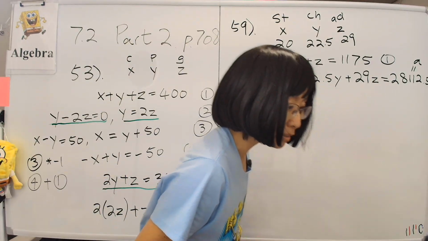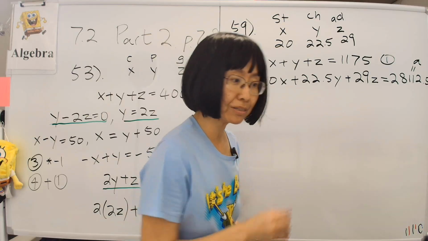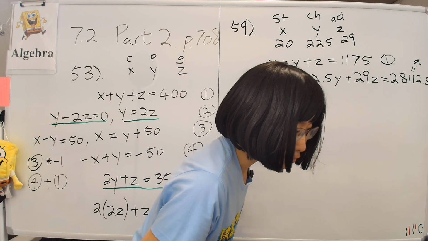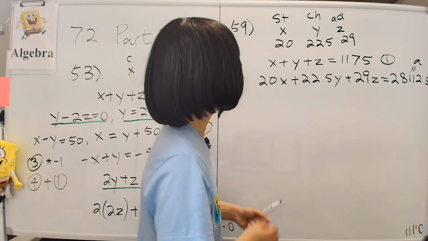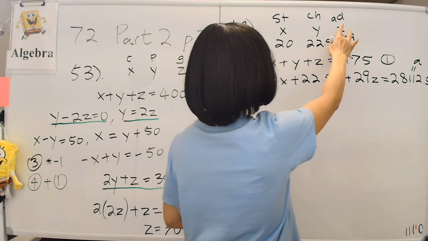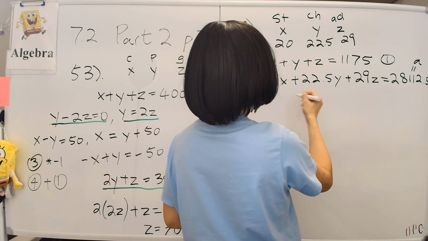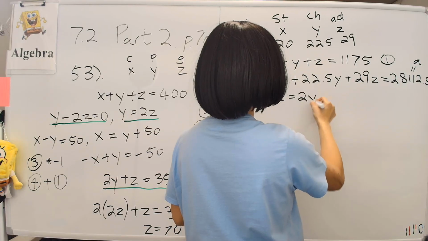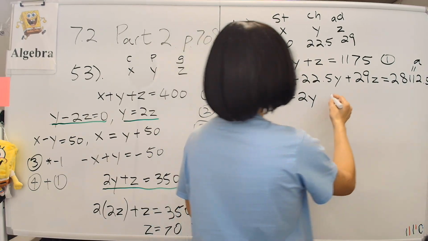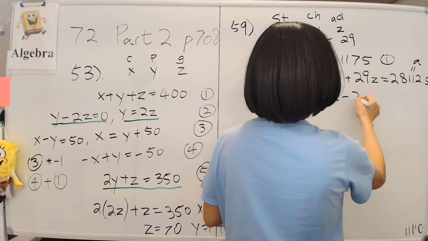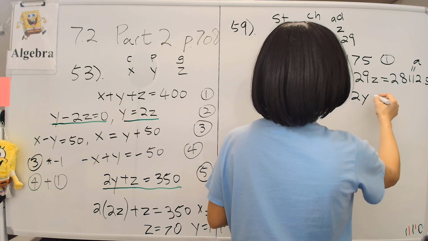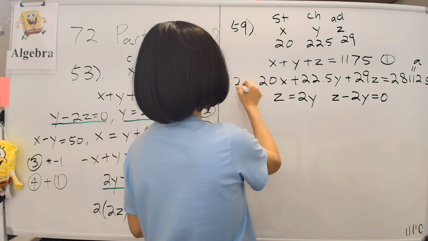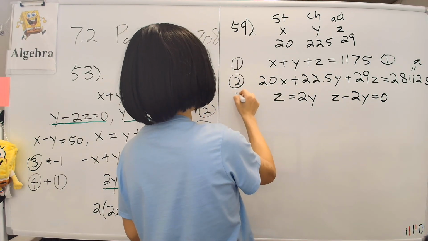We need one more condition because we have three variables and we need three equations to make any sense out of it. Now the band sold twice as many adults as children, which means the adults are twice as many as children. In other words, z equals 2y, right? Or another way of saying it is z minus 2y equals 0. Okay, so we'll call this equation 2. This is equation 1, and this is equation 3.